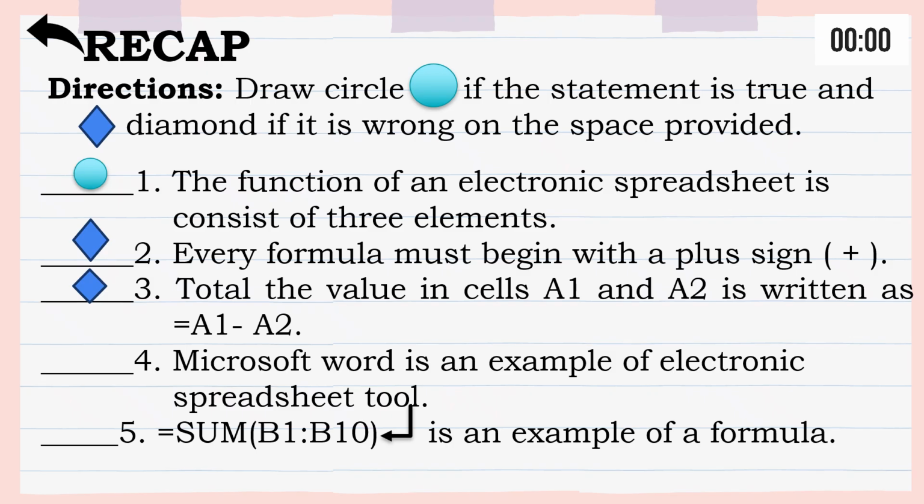of the cells. Next, number 4, Microsoft Word is an example of an electronic spreadsheet tool. The answer is diamond. It's not Microsoft Word, but Microsoft Excel. And number 5, equal sum B1 to B10, enter, is an example of a formula. The answer is circle. Who got 5? Very good. 4, 3, 2, and 1. Okay, now let's proceed to our lesson.